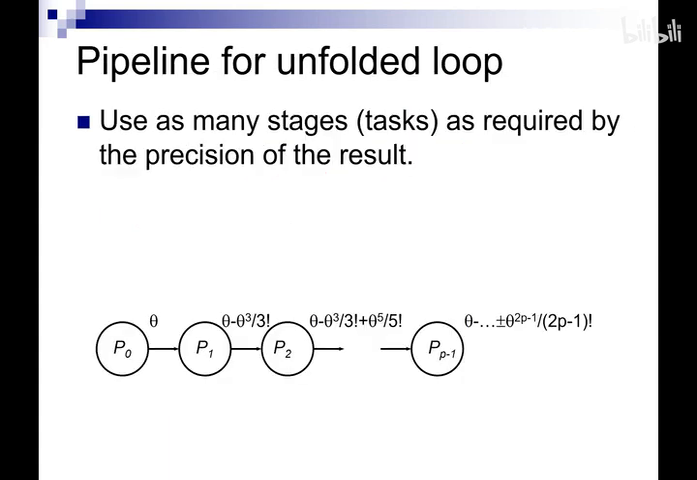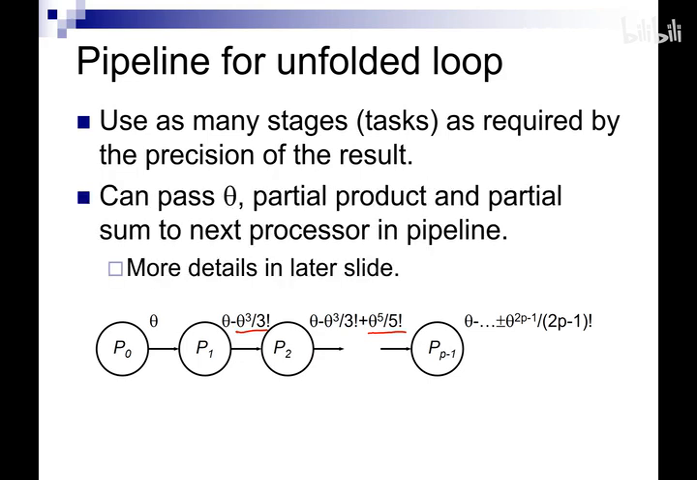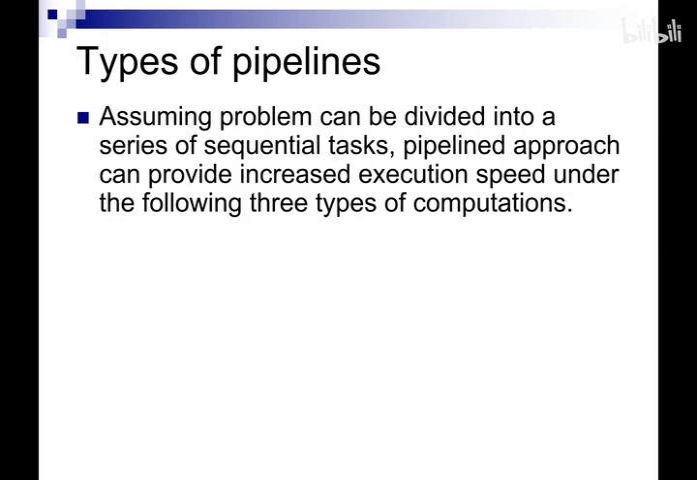Now the way you can do this in a pipeline is to use a bunch of different processors, and each processor is given a single task, which is to add one more term to the power series. For example, the P1 guy is going to add this term to the power series, the P2 guy is going to add this term, and so on. If you have a bunch of processors, they're going to end up adding a bunch of terms, and the output of the final processor is going to be the value of sine theta. Actually, we'll do this in more detail in a later slide. But before that, I want to talk about different types of pipelines that we can have.